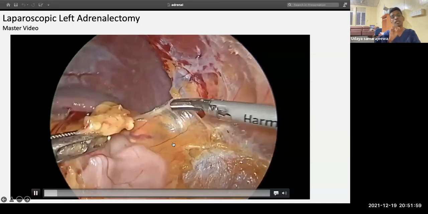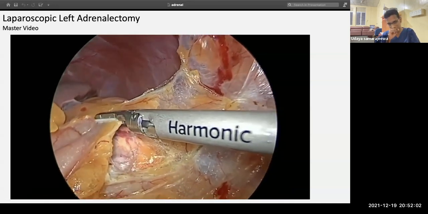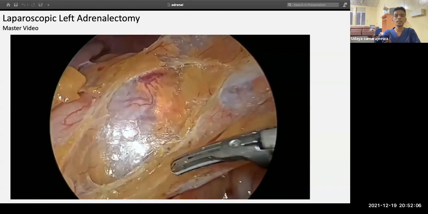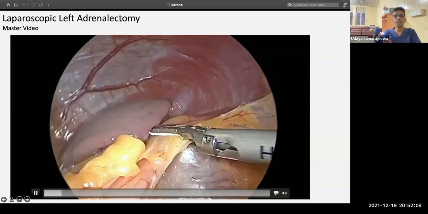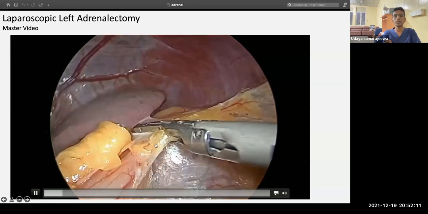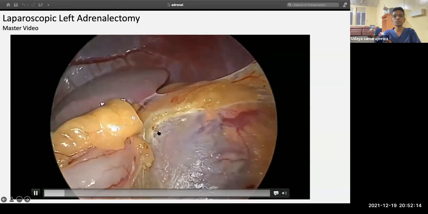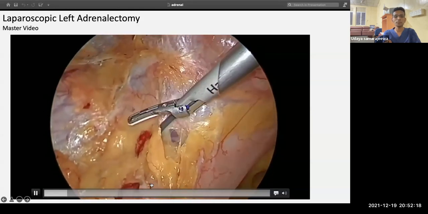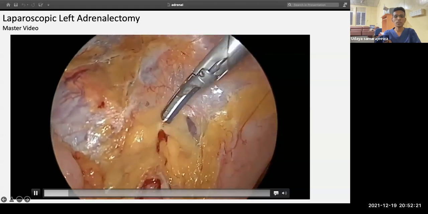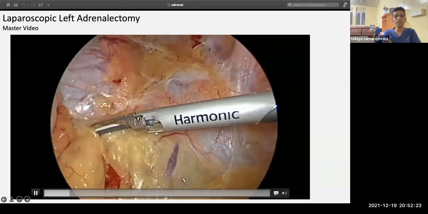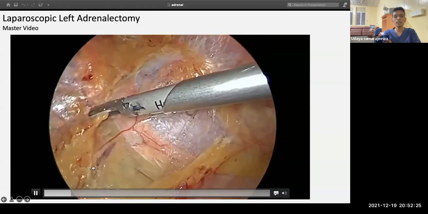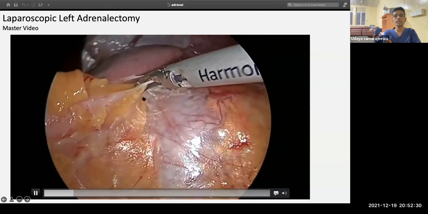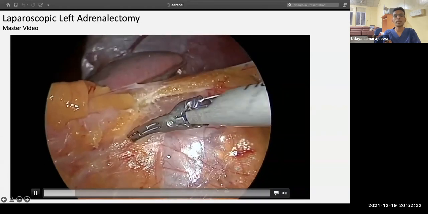It is really important to keep the operative field dry, especially when you are going to the adrenal. And here actually you can see, now we are taking the splenico-colic ligament and putting the splenic flexure down. You can appreciate the difference between the fat. This is a colonic fat. And you can see the difference, and this is actually the adrenal lesion. It's an adrenal cyst.